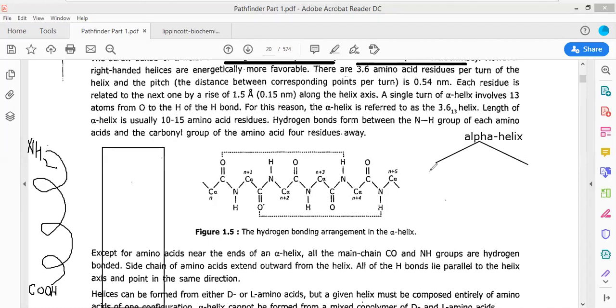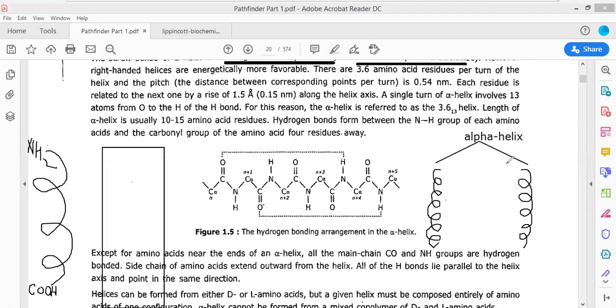In the case of right-handed alpha helix, the direction of movement of the helix would be in the right-handed direction. See, this is referred to as the right-handed alpha helix. When you look towards the left-handed alpha helix, this is referred to as the anti-clockwise left-handed alpha helix. This is right-handed alpha helix. This is left-handed alpha helix.